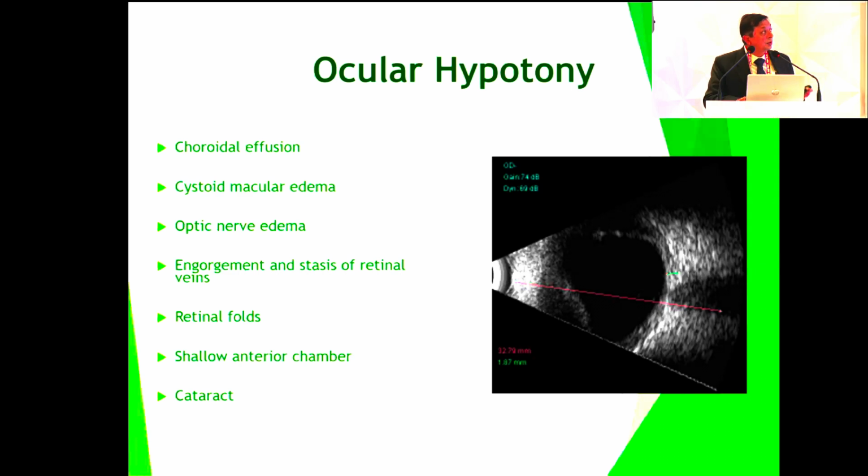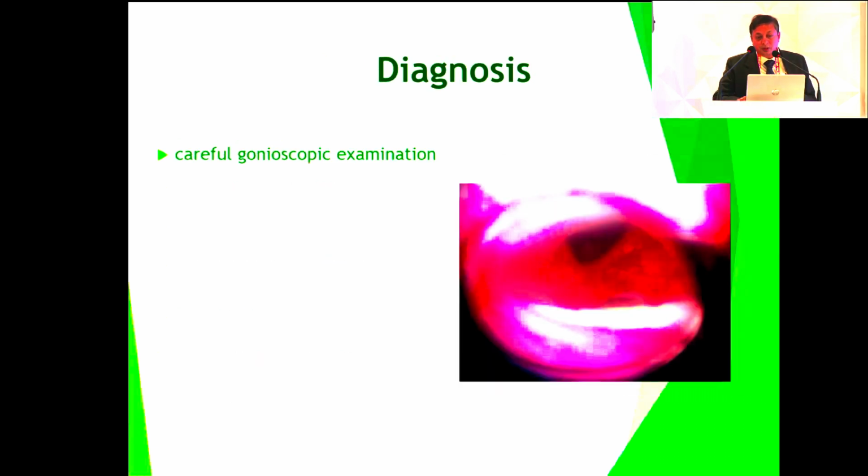Hypotony leads to effusion, cystoid macular edema, optic disc edema, retinal folds, shallow anterior chamber, and cataract. All are sequelae of the cleft, basically related to the hypotony. The diagnosis is gonioscopy. If you know how to do gonioscopy, then you can diagnose the cleft. The patient has hypotony, pressures are unrecordably low, and gonioscopy shows the cleft. Of course, you have to rule out retinal pathology.